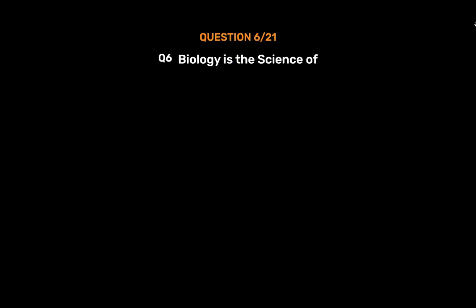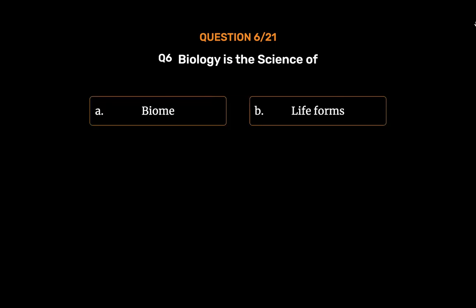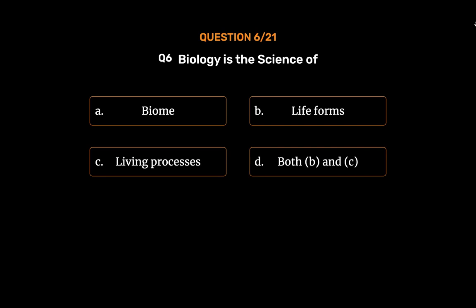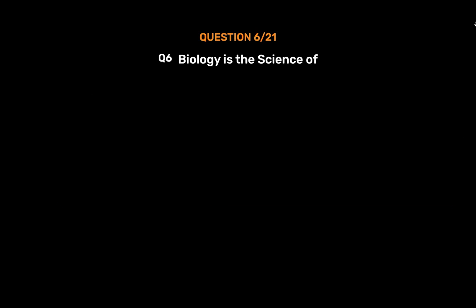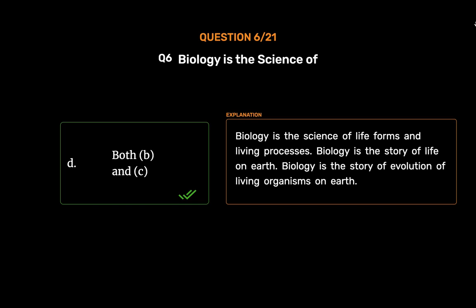Question number 6. Biology is the science of Option A. Biome. Option B. Life forms. Option C. Living processes. Option D. Both B and C. The correct answer is Option D. Both B and C. Biology is the science of life forms and living processes. Biology is the story of life on Earth. Biology is the story of evolution of living organisms on Earth.